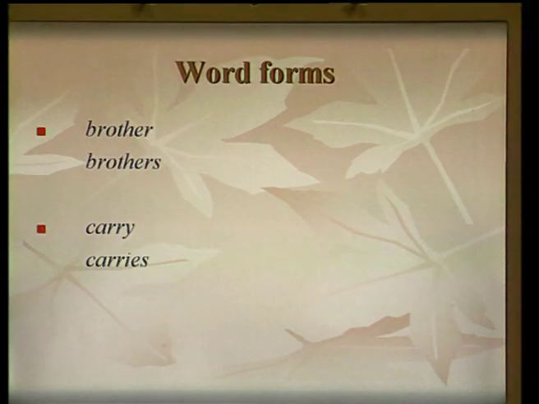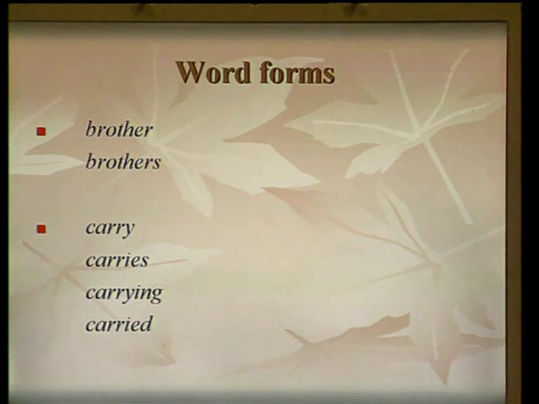Brothers is merely a plural of brother. If we want to look up the word brothers in a dictionary, we will intuitively look up the word brother, knowing that brothers will be a form of brother. Brothers, therefore, is just a slightly different form of brother. Similarly, take the following examples: carry, carries, carrying, and carried.